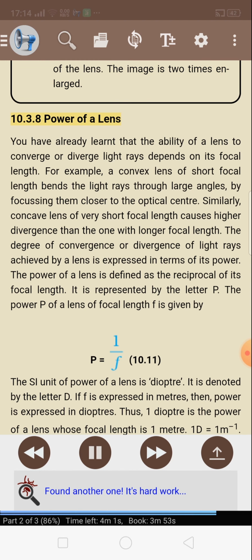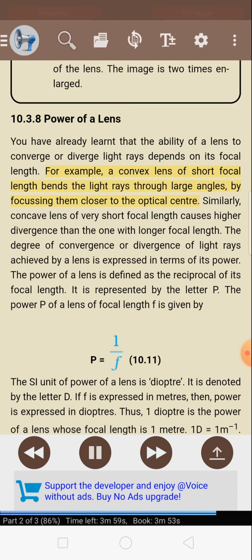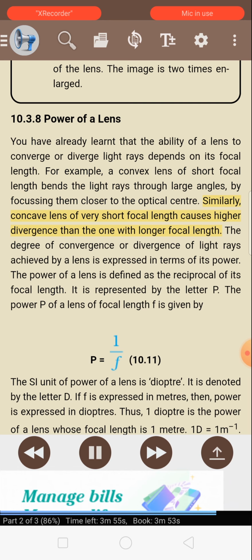10.3.8 Power of a lens. You have already learned that the ability of a lens to converge or diverge light rays depends on its focal length. For example, a convex lens of short focal length bends the light rays through large angles by focusing them closer to the optical center. Similarly, a concave lens of very short focal length causes higher divergence than one with longer focal length.